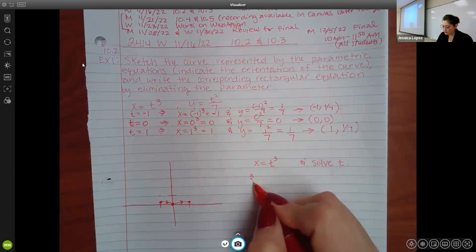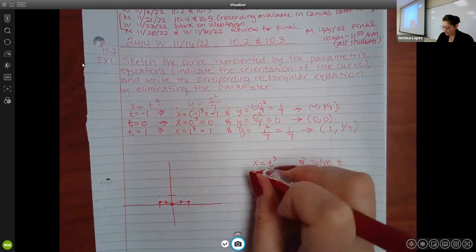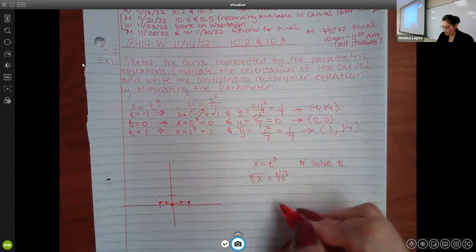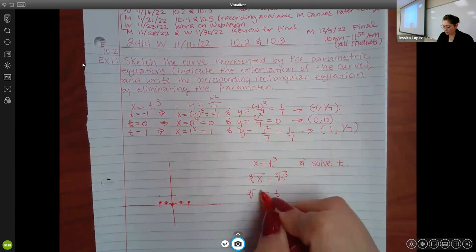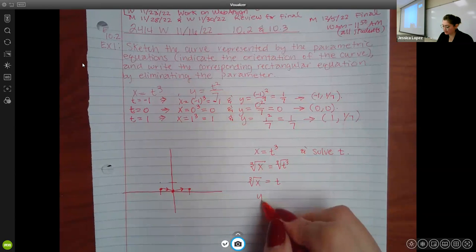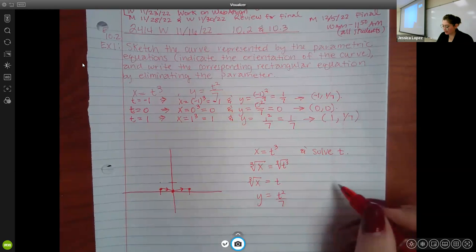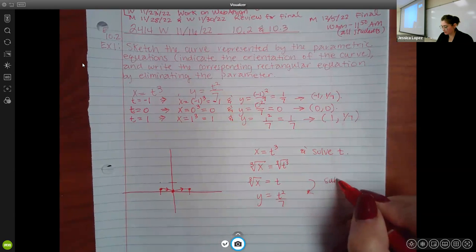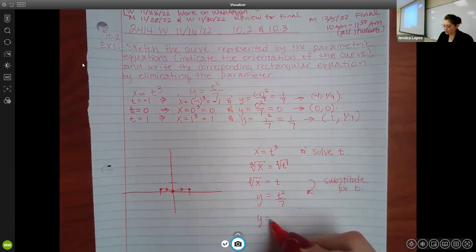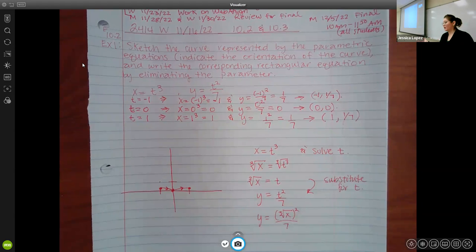So I'm going to do the cube root of x, and then the cube root of t cubed. So then I get t is just equal to the cube root of x. And now, since I have an expression for t, we're going to take this equation and substitute for t. Because when I do that, I end up with an expression just with x's and y's, right? And that's an equation in rectangular form, okay?